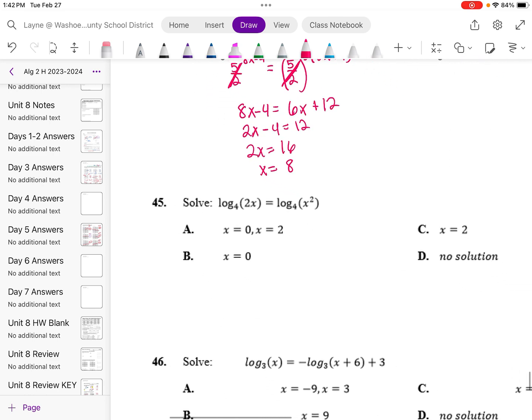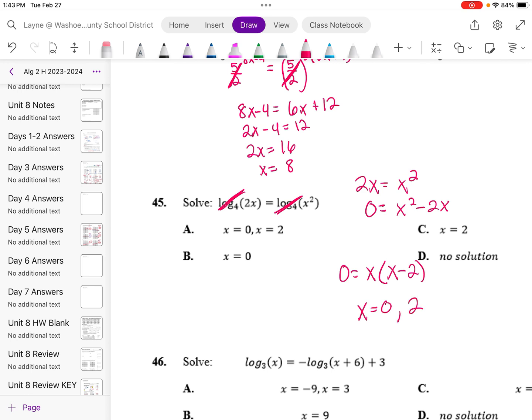All right, 45. If we have just one log on each side and they're the exact same log, they can cancel out. So all we're left with is 2x equals x squared. Then because this is quadratic, we need to get everything on one side and factor. So I'm going to get 0 equals x squared minus 2x. Since there's only two terms, I just take out a GCF. So the GCF will be x. I'm left with x minus 2. So my answers end up being 0 and 2.